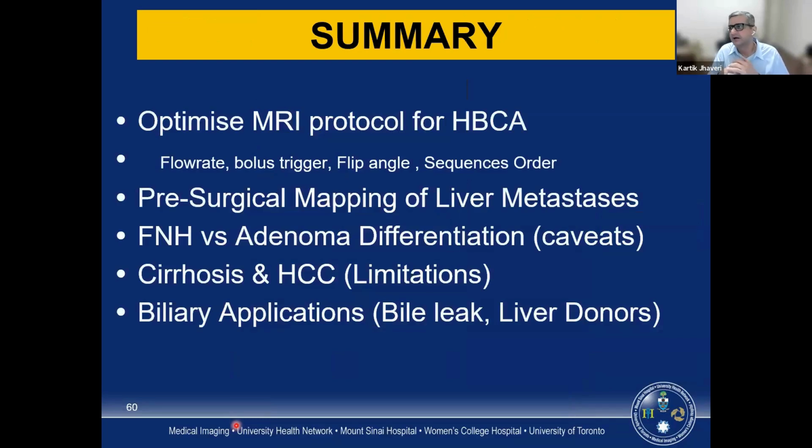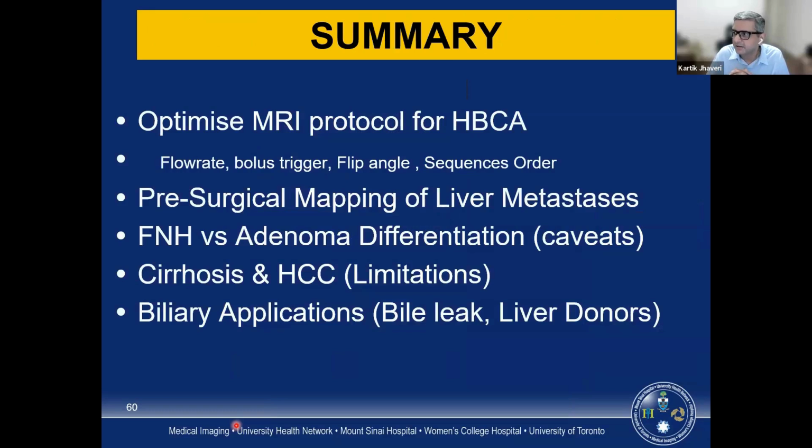So in summary, optimize your MRI protocol for hepatobiliary contrast agents. This is the mainstay for pre-surgical mapping of liver metastases, particularly in colorectal cancer. It can help in distinguishing FNH and adenoma. However, there are some caveats, particularly in those mixed lesions.